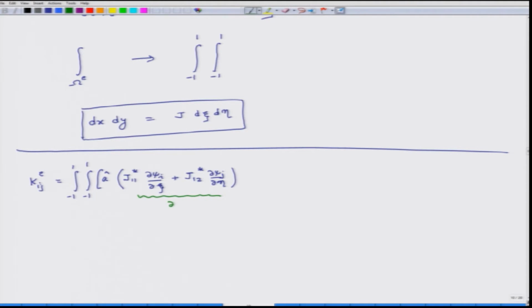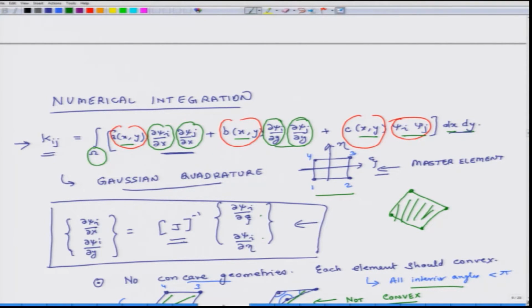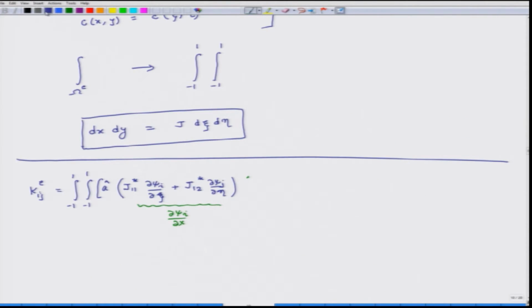This is effectively del psi I over del x, because of this relation. The inverse elements are stars. So, del psi I over del x is equal to J11 star times this plus J12 star times this. What I have done is replaced A by A hat, and replaced psi I with the partial of psi I with respect to x in terms of zeta and eta, and likewise the partial of psi j with respect to x.